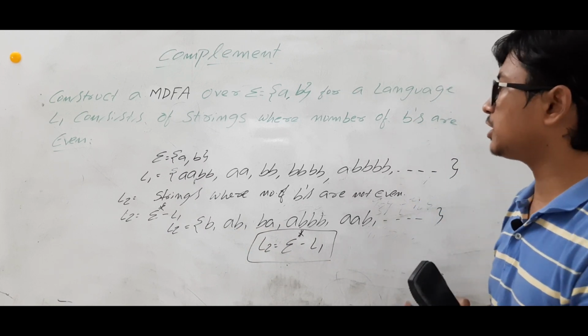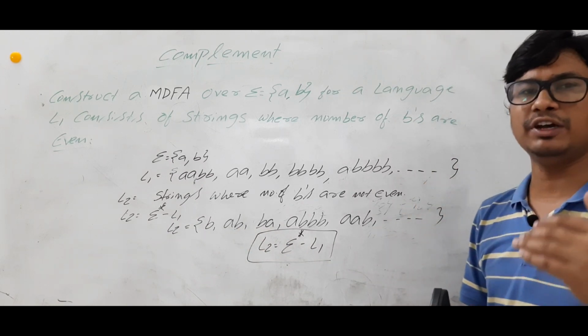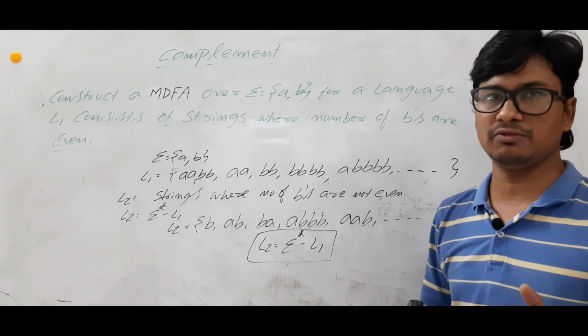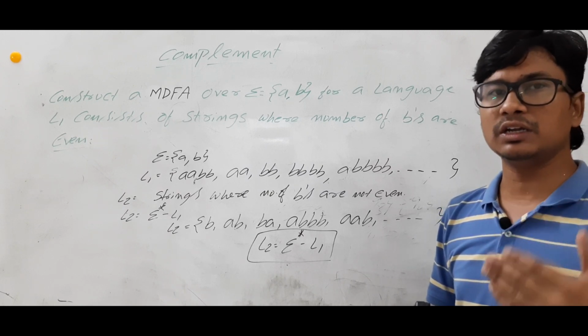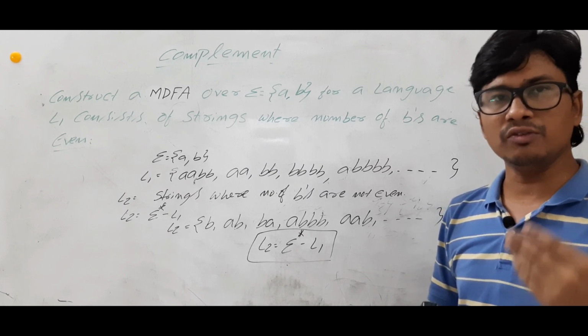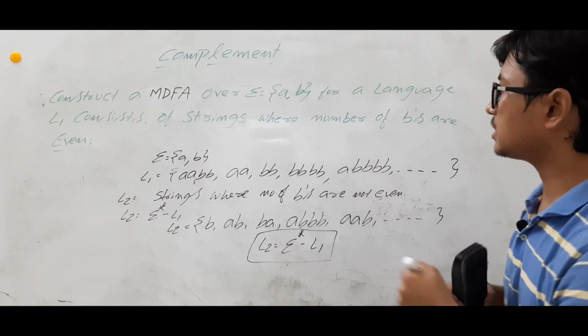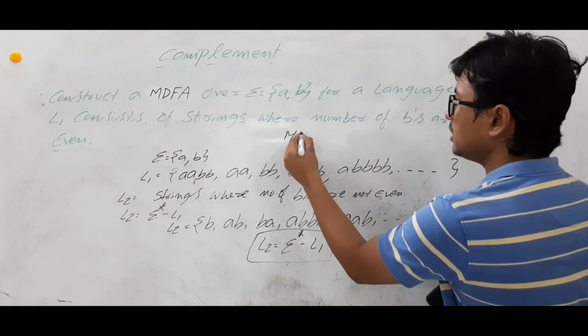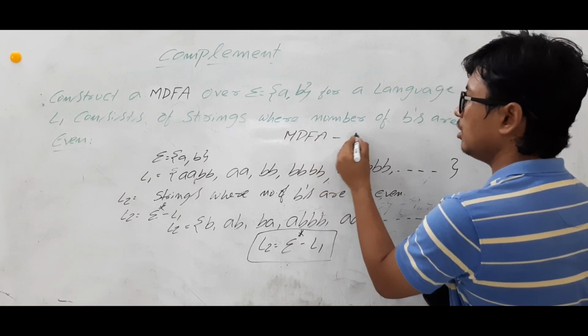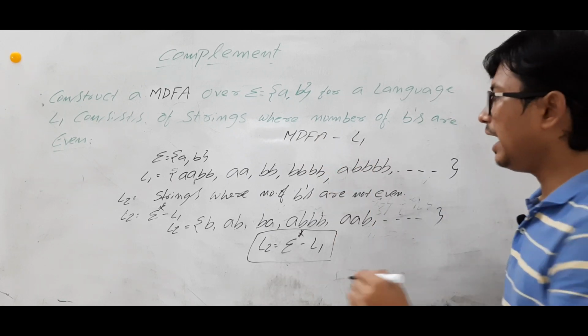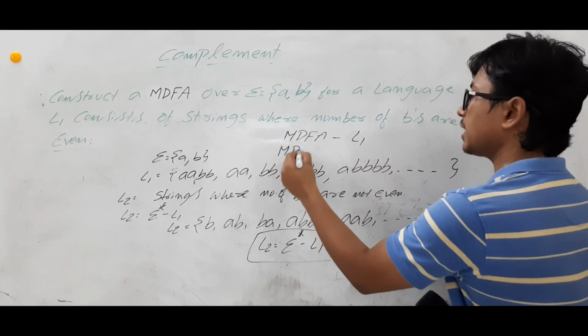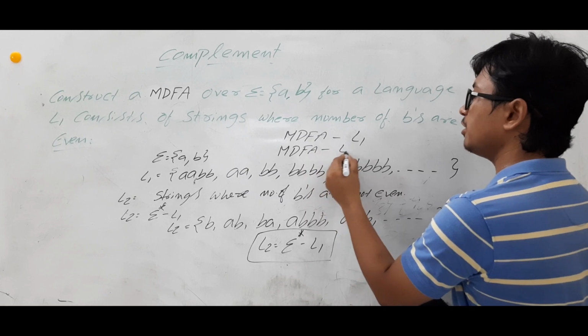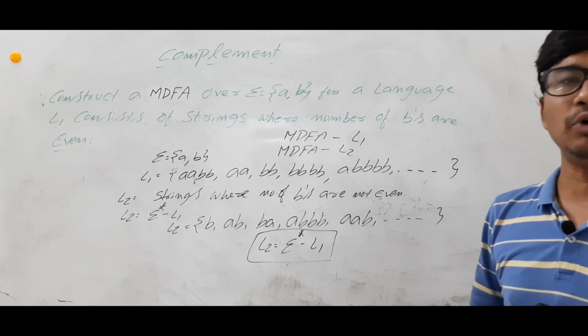See, my objective now is that first I identified what are the strings belonging to language L1, and then I identified what are the strings possible in language L2. Now I want to construct the minimized DFA for language L1, and I want to construct the minimized DFA of L2. These two things I want to do.